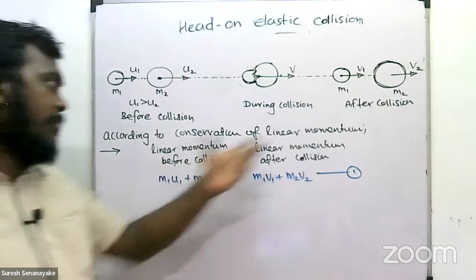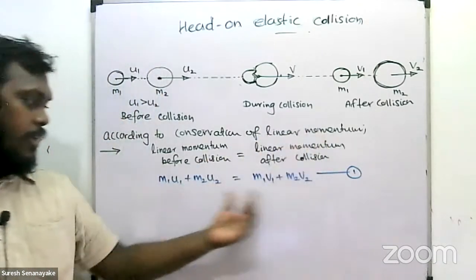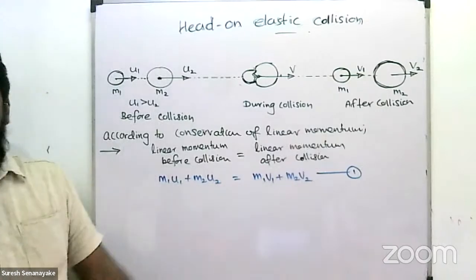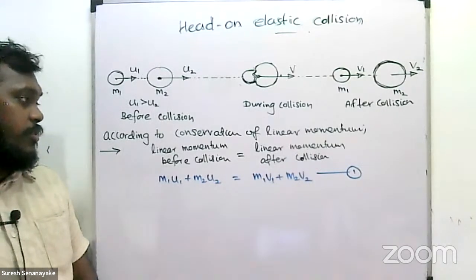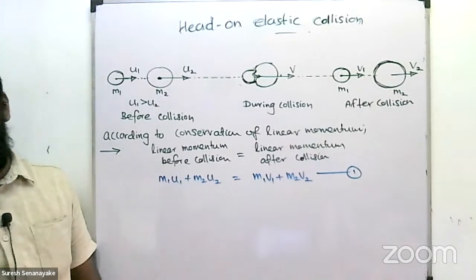These all are in the same line, that's why we are considering them as vectors. You don't need to consider the vector sign; you need to use only the magnitude because the directions are the same.